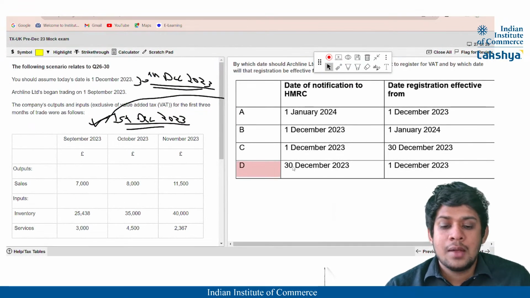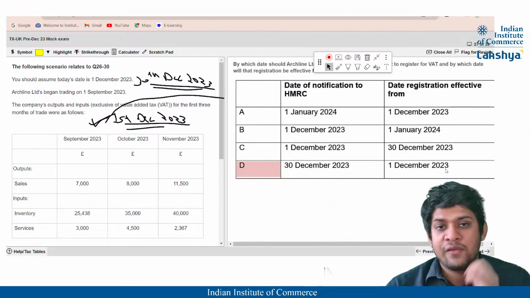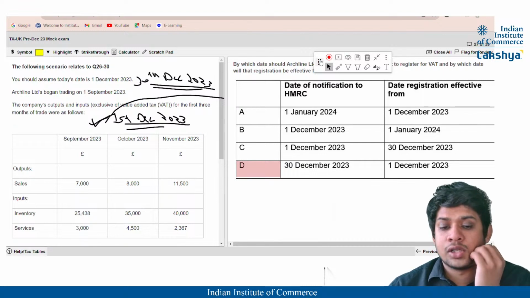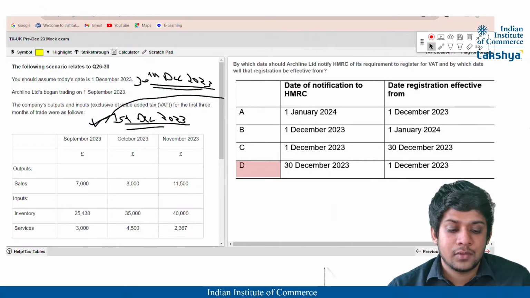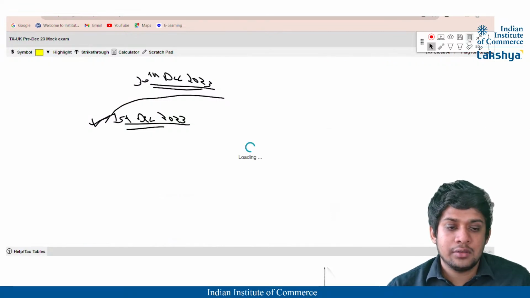Yeah, option D. By 30th December 2023, and it will be effective from 1st December 2023 onwards, right? So this is going to be the correct response, option B. Moving on to the next question.